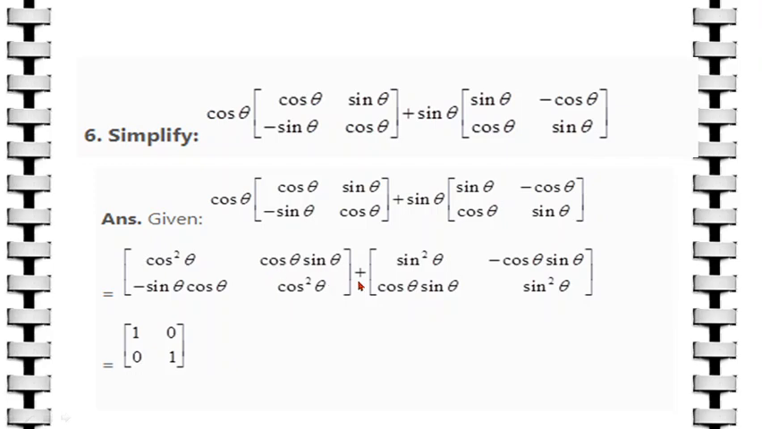Cos sine plus minus, so plus minus will be minus. Cos sine minus cos sine is 0, minus sine cos plus cos sine is 0, cos square plus sine square is 1. So it means the result of this is 1 0 0 1, which is an identity matrix.